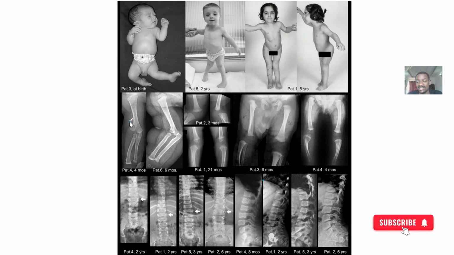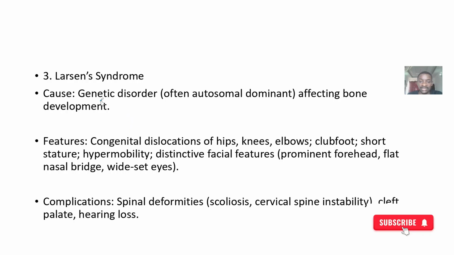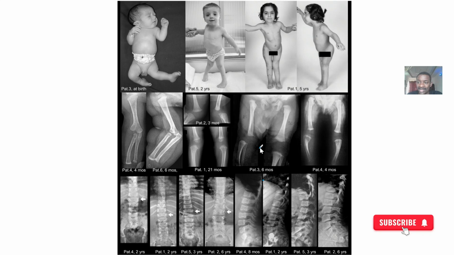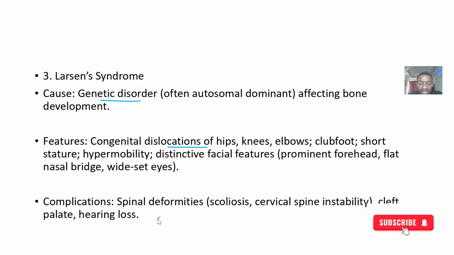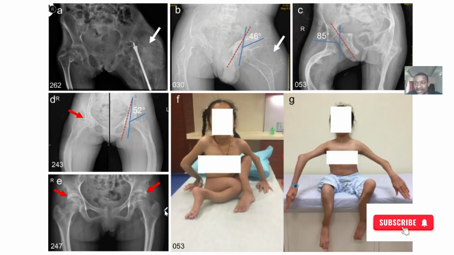Now the next one is Larsen's syndrome. You can pause to observe the picture. So Larsen syndrome is just a genetic disorder, and it affects how your bones are being developed. So there could be dislocation of hips, the knee, the elbows, club foot, short stature, hypermobility. A lot of things are going wrong. Okay, so complications equally lead to spinal deformities like scoliosis, cervical spine instability, and cleft palate and hearing loss.